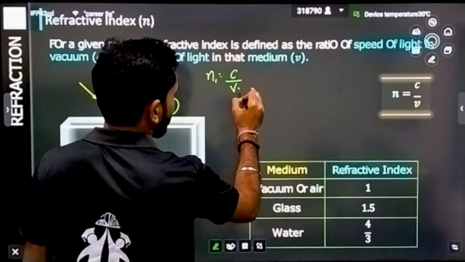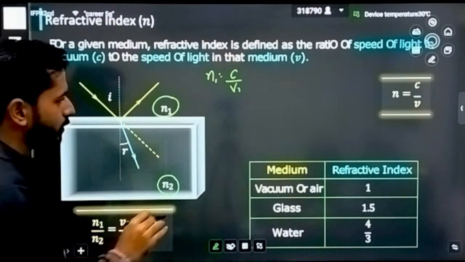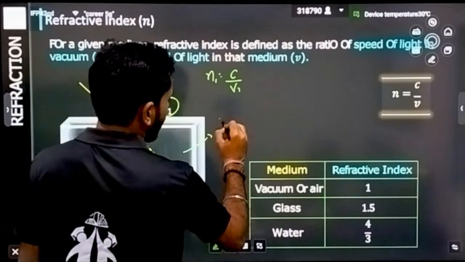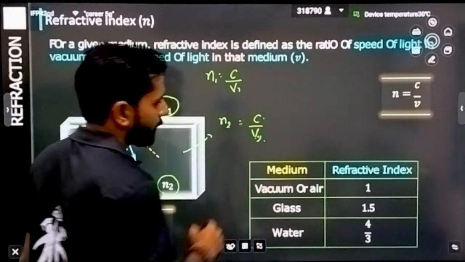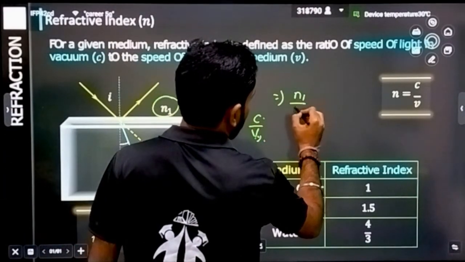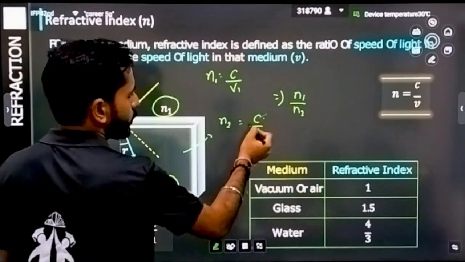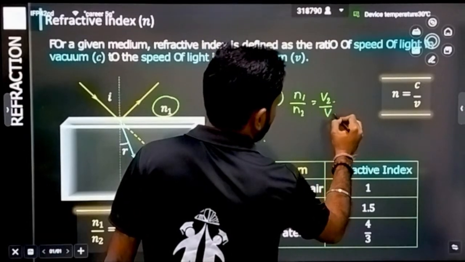I will be writing N1 as C divided by velocity in medium 1. And C is constant, that is the velocity in air, so that will be constant. I will be writing N2 as C divided by V2. Now what do you do? Take the ratio N1 by N2. When you take this ratio, C will simply cancel out. That is equal to V2 by V1.